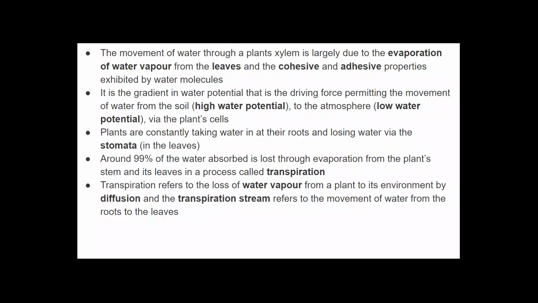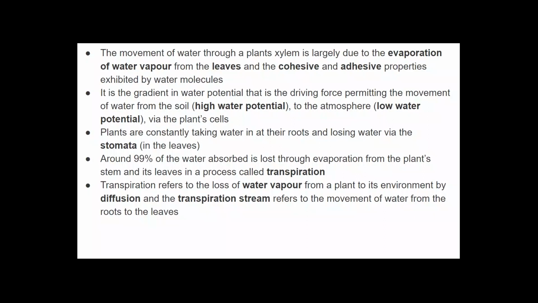And plant cells are taking water in at their roots and losing it via stomata. So water loss occurs through stomata. And the stomata are there really for photosynthesis, so that carbon dioxide can enter, but it also allows water to leave. And around 99% of the water absorbed is lost through evaporation from the plant stem and its leaves in a process called transpiration.